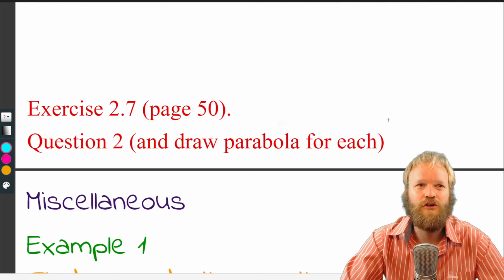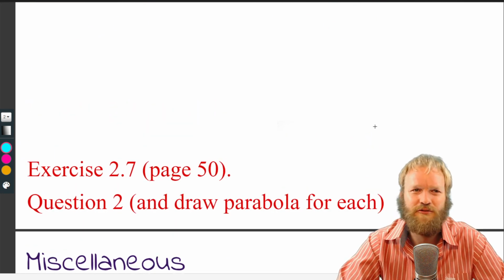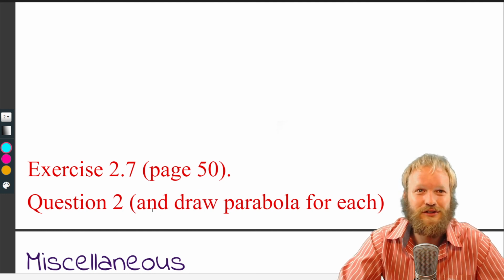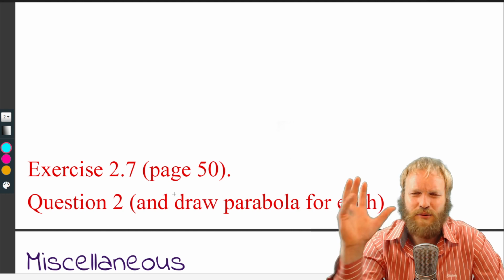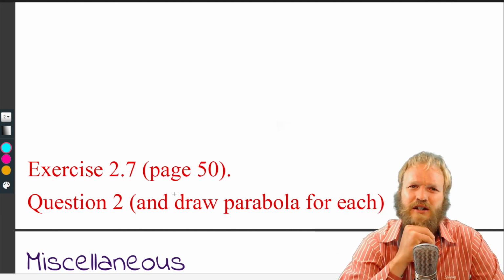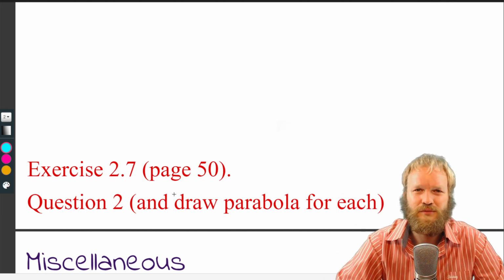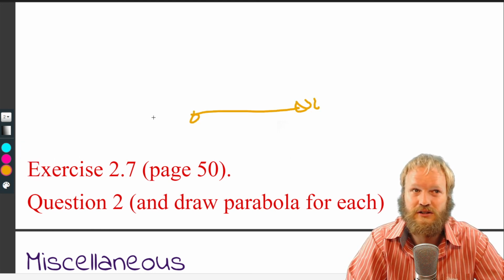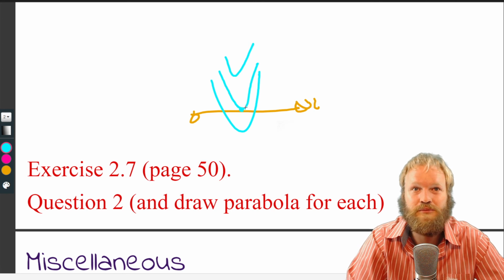So for your exercise that you need to do, exercise 2.7, page 50, question 2, you did that before, but this time I want you just to focus in on the nature of the roots, and for each of those draw a parabola. So remember, the parabola should be quite quick to do. Just an x-axis. Is it happy or sad? Most of them are happy. How many solutions are there? Don't even have to write what they are. Just, are there 2? Is there 1? Or are there none? That's it. Enjoy. Are you going to enjoy it? Enjoy.